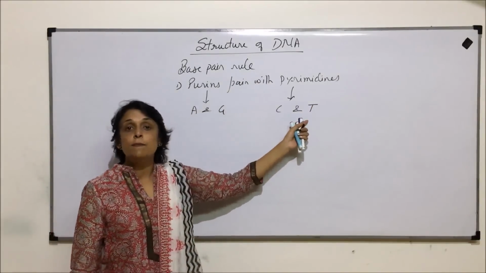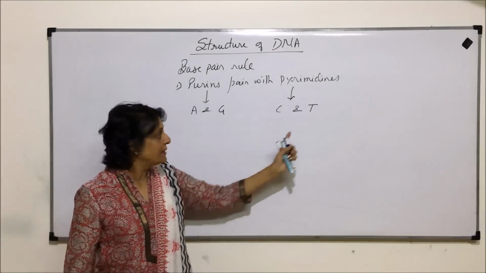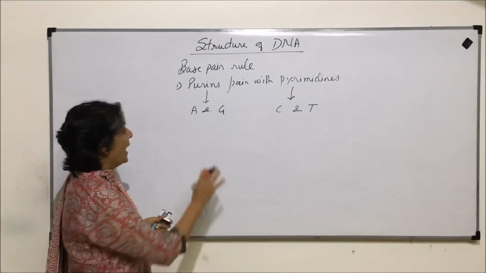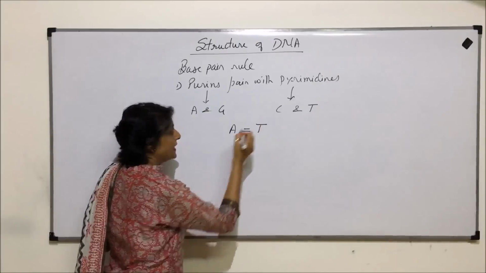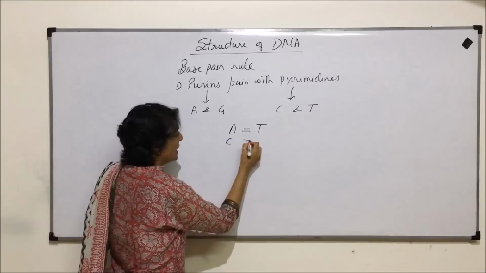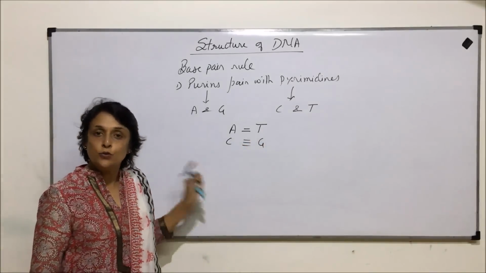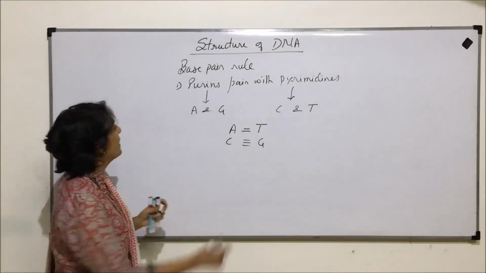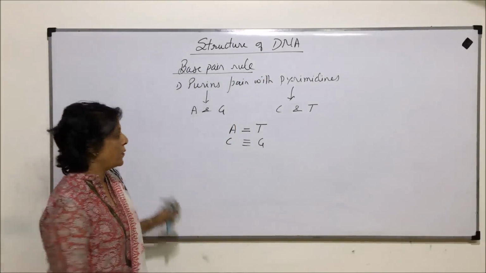T will get replaced by U when we come to the structure of RNA. So in RNAs, T is not there. Instead of T, there is going to be U. And the pairing is A pairs with T by formation of two hydrogen bonds, and C pairs with G by formation of three hydrogen bonds. Now this is fixed, and that is why it is known as the base pair rule, the rule with which these nitrogen bases pair with each other.